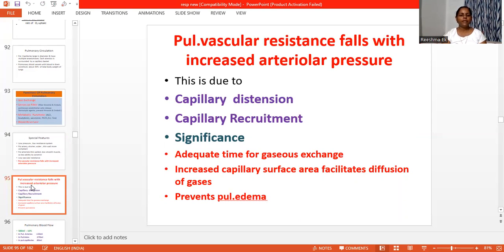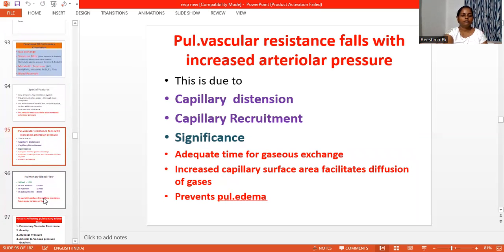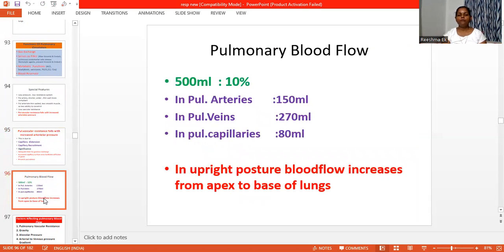This is due to capillary distension and capillary recruitment. The significance is adequate time for gaseous exchange, increased capillary surface area facilitates diffusion of gas, and it prevents pulmonary edema. Pulmonary blood volume is 500 ml, that is about 10%. In pulmonary arteries, it is about 150 ml. In pulmonary veins, it is about 270 ml. And in pulmonary capillaries, it is about 80 ml.